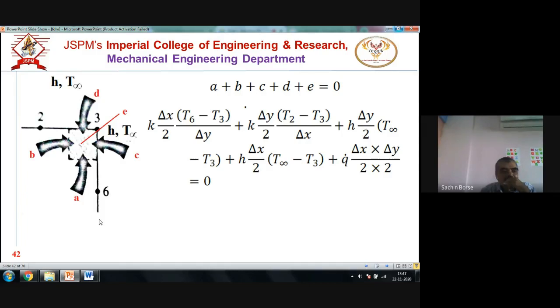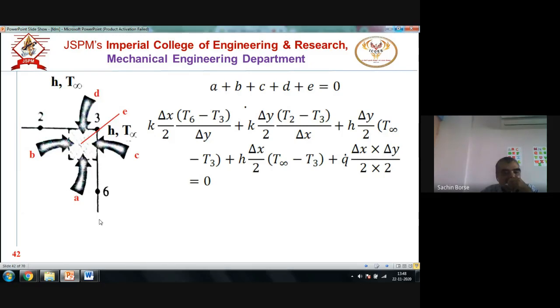Again, I have given A, B, C, D to indicate the different heat components. A component is conduction from the bottom side, 6 to 3. How will we write kA? The area here: the horizontal length is del x, but it is half the length, so it is del x by 2, into vertical length 1. So it is T6 minus T3 divided by del y. Please understand, T6 minus T3 divided by the distance between them, that is del y. That is the temperature gradient.